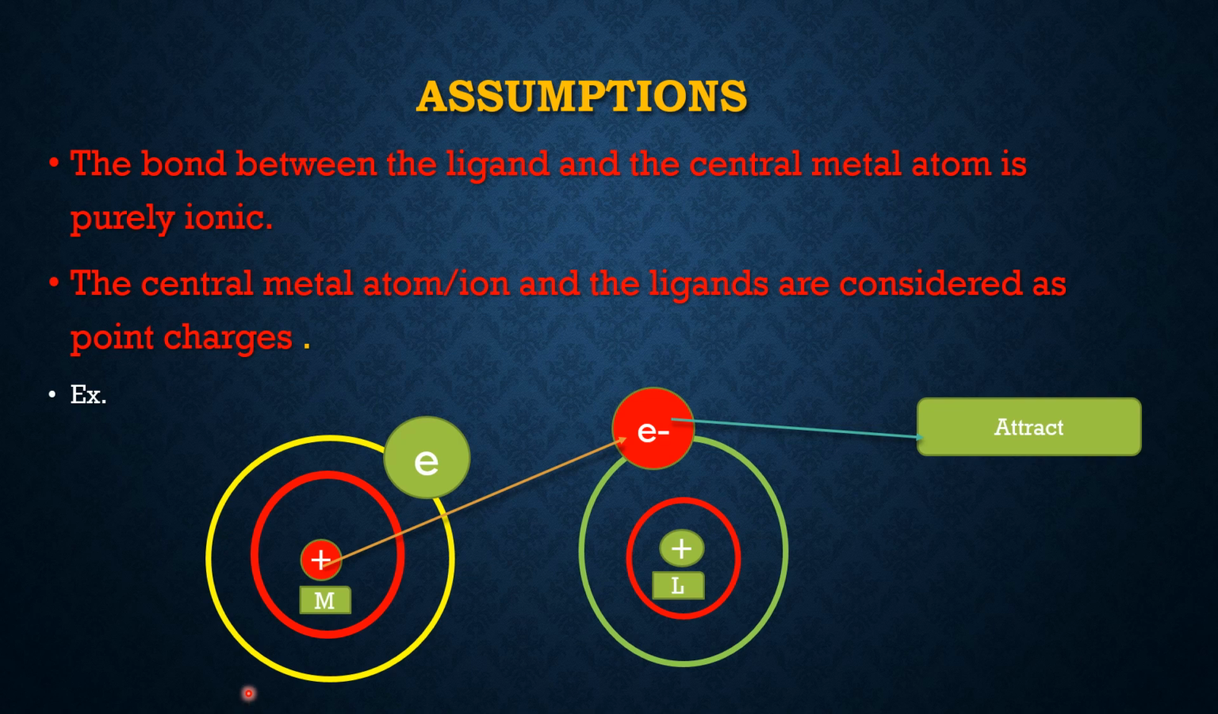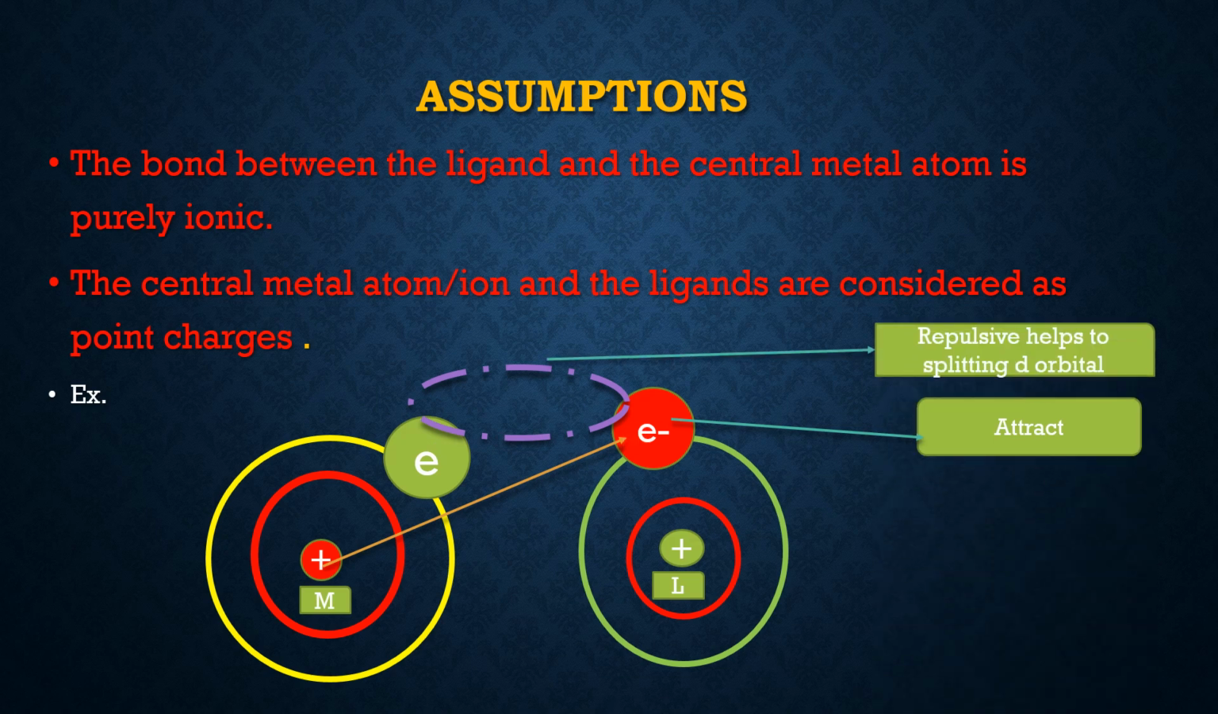So how will the metal to ligand bond formation happen? The plus charge of the metal attracts the minus charge of the ligand electron, the outermost electron, because opposite charges give an attraction. This attraction leads to the formation of a bond. In the outer orbital of the metal and the outer orbital of the ligand, the electrons are present. This electron has a minus charge, and this electron also has a minus charge. So minus into minus leads to repulsion.